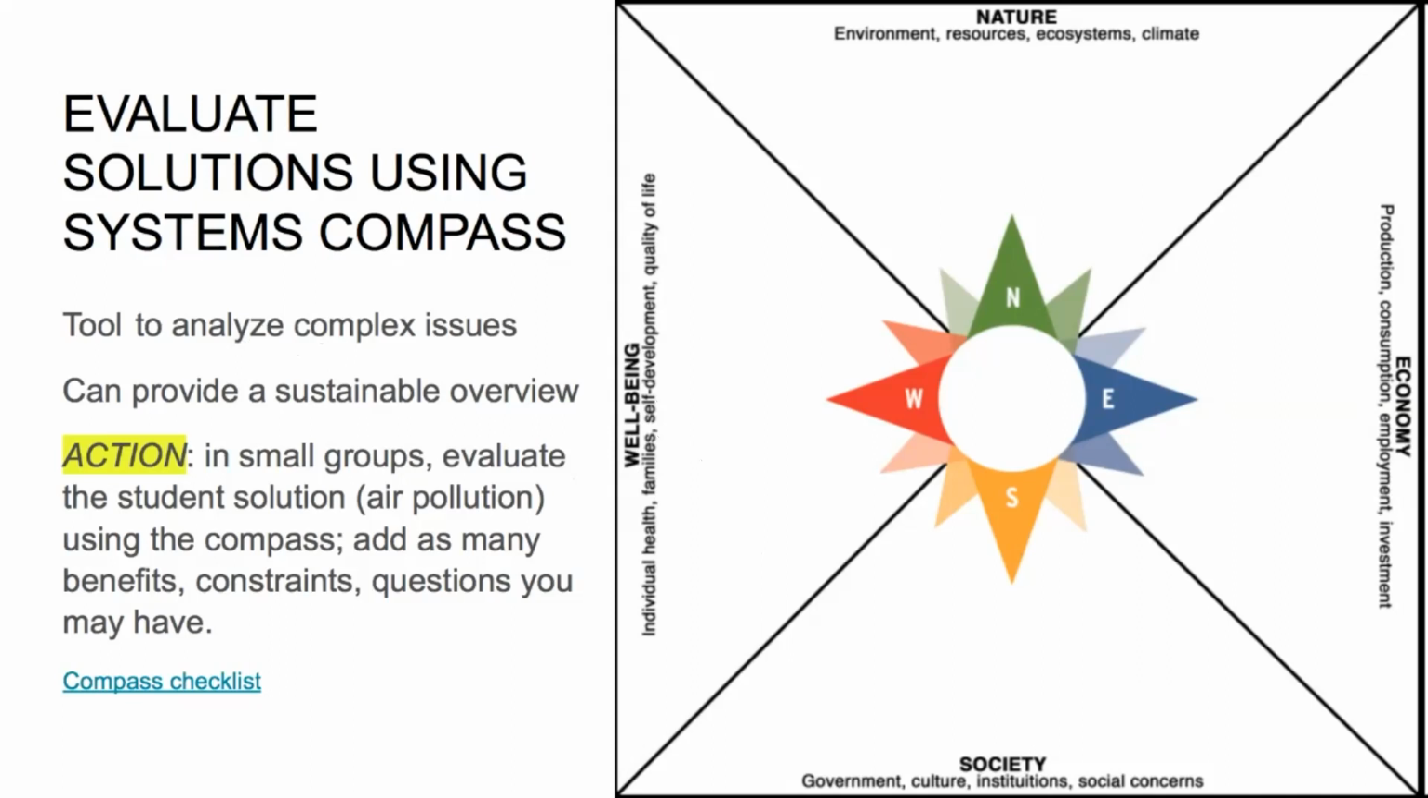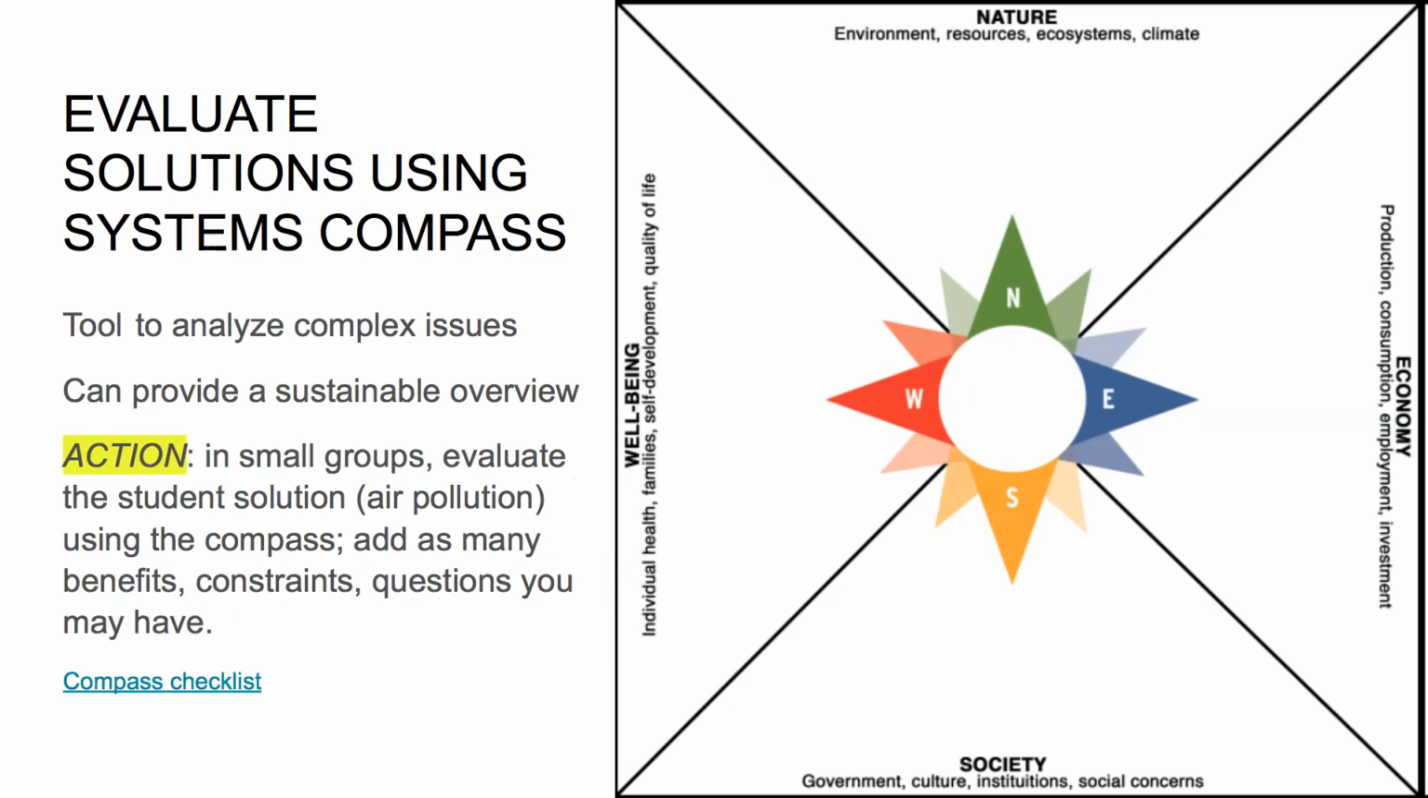So we have that student problem and the student solution. We have a systems compass that's going to be used to analyze a complex issue. And we have 4 different categories where it provides a sustainable format. So what I'm going to ask is that in small groups, and we're going to have 10 groups total, and John Mark is going to help us with the breakout rooms in a second, you're going to evaluate the student solution, right, which was around contribution to air pollution, using the compass. What you're logistically going to do is add as many benefits of the solution, constraints of the solution, and questions that you may have around the solution on here in a breakout room.